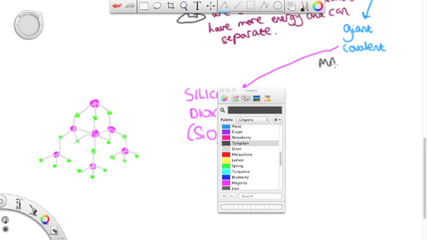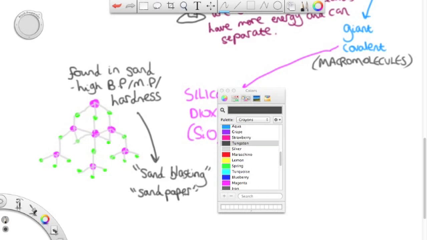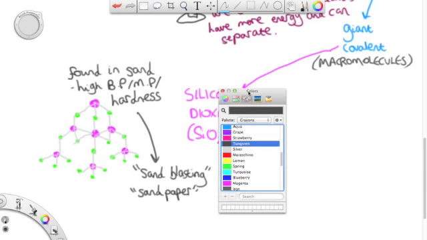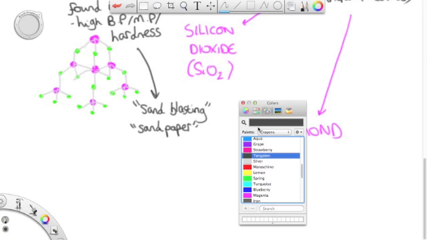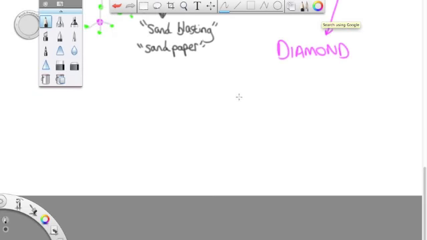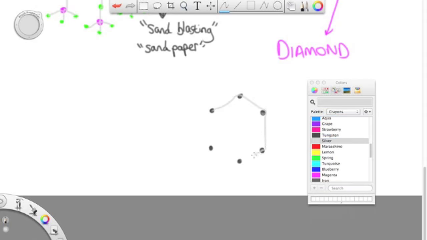And I should mention that giant covalent structures are also called macromolecules. Macro meaning very large, because they're very large molecules. So there's a very high melting and a very high boiling point of silicon dioxide because those really strong covalent bonds are very hard to break, unlike the intermolecular bonds in simple covalent structures. It's also very hard, which means it can scratch other things very easily, which is why you use sandpaper or sometimes sand in a sandblaster to wear down materials. This is also how rocks erode.